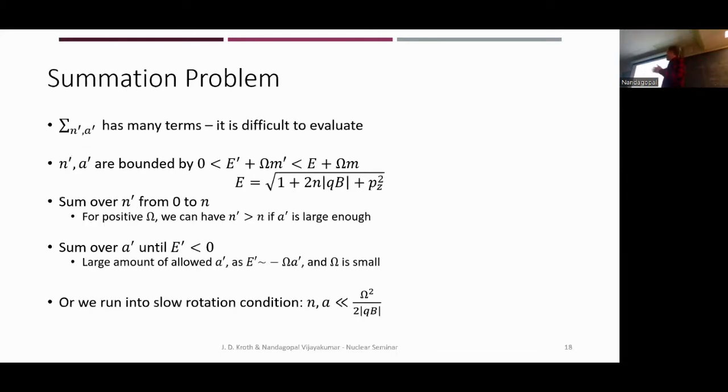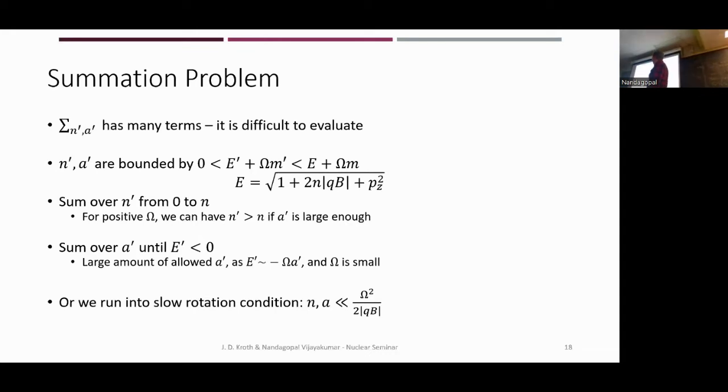And so this is the point I was just trying to make. There are a few billion terms in that sum, and each one of those is an integral, but the integral is the least of our problems. N prime and A prime are essentially bounded by saying our final fermion energy is less than our initial fermion energy, and it's also greater than 0. When we sum over N prime, we just go from 0 to N. That's pretty straightforward. That's a few thousand terms. That's nothing.